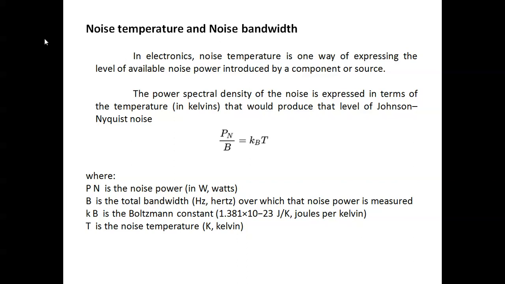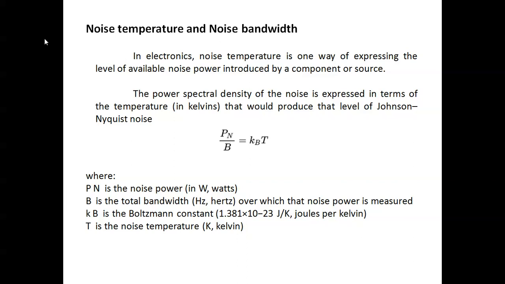So, noise temperature, noise bandwidth. Continuation of the last video. Noise temperature, noise bandwidth. How can we calculate noise temperature and noise bandwidth? Using the Johnson-Nyquist noise equation, we can calculate noise temperature and noise bandwidth.